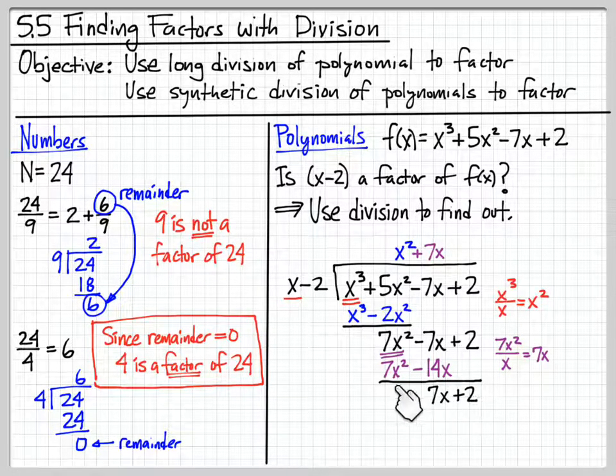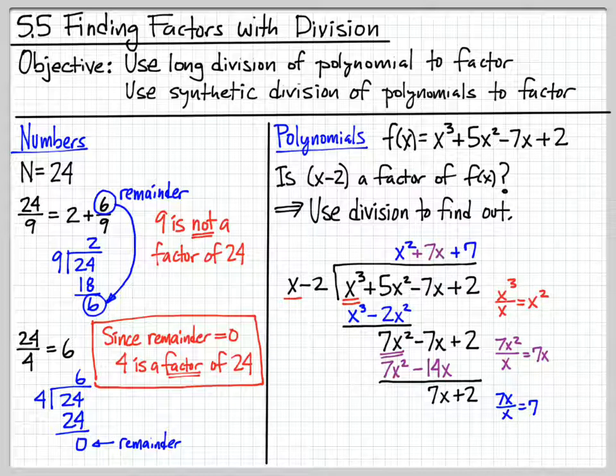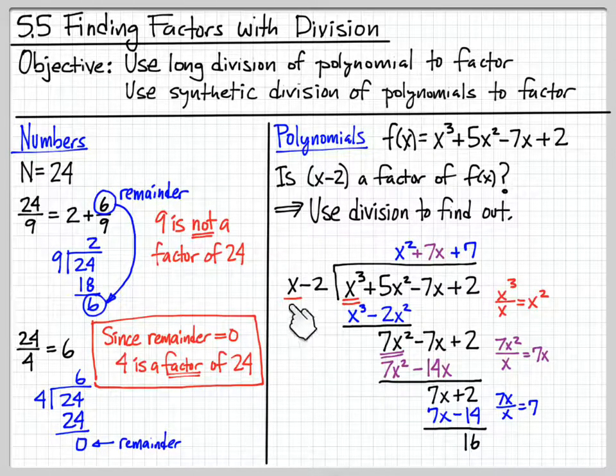We could do this one more time. We could take our 7x divided by x, which is 7. We put that up into the quotient area and multiply it. And then we get down to 16. Now 16 here, this is our remainder. We can't divide 16 by x, and so this is our remainder term.